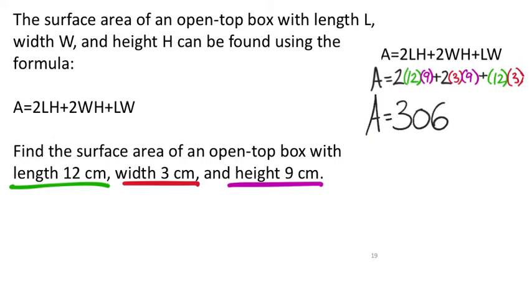Don't forget to label this one, at least if you're doing it by hand. This is the surface area, and it's all in centimeters, so that's centimeters squared. Square centimeters, however you want to put that in there, is good. But that's 306 square centimeters.